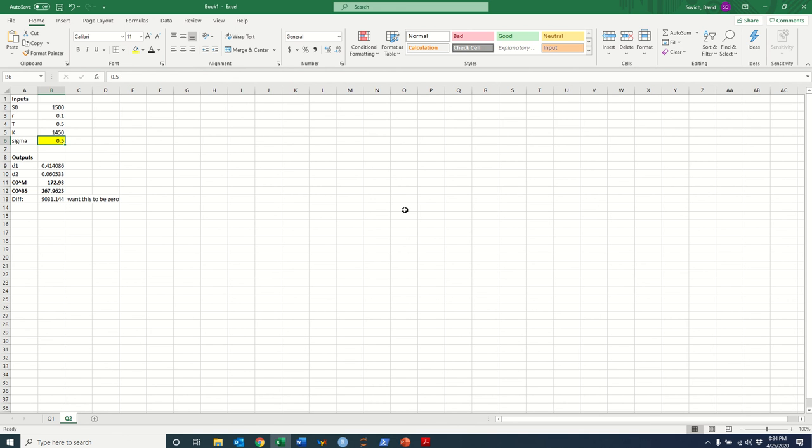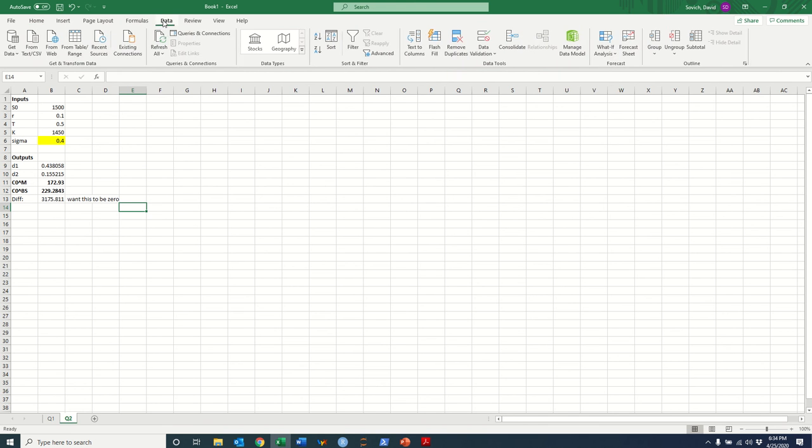Okay? So you could guess and check around and find which sigma is going to equate these two prices, the market and the Black-Scholes price. But an easier way is to just have the computer do it for you. There's two different ways to do this. I'll show you them both. They both use this thing called goal-seek.